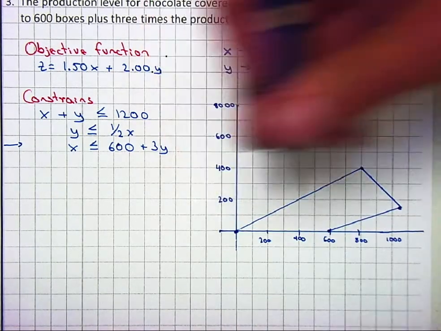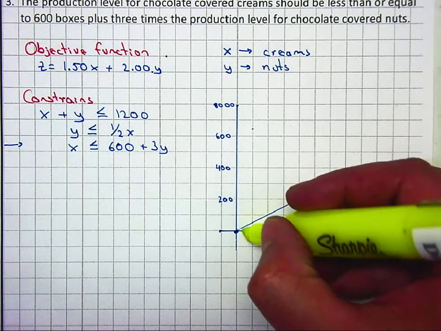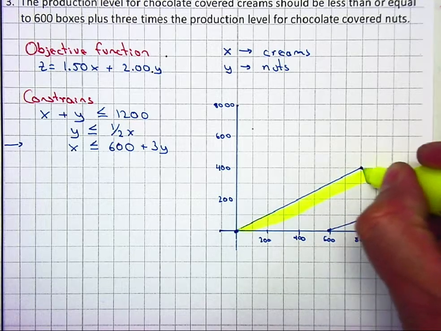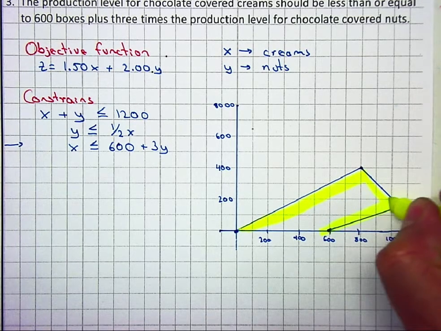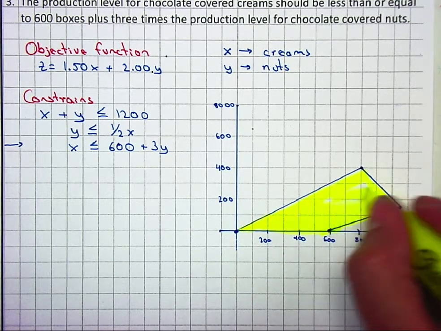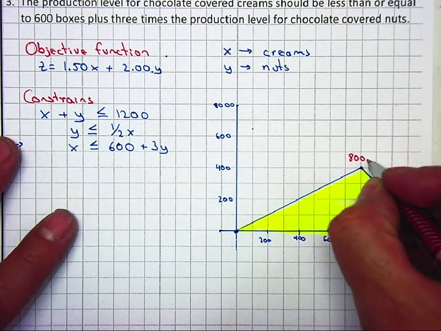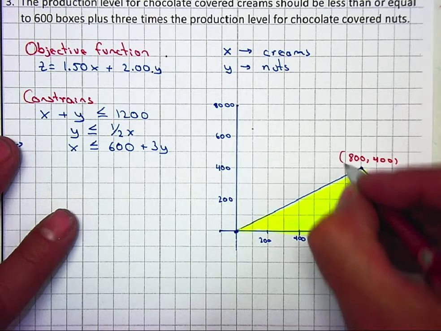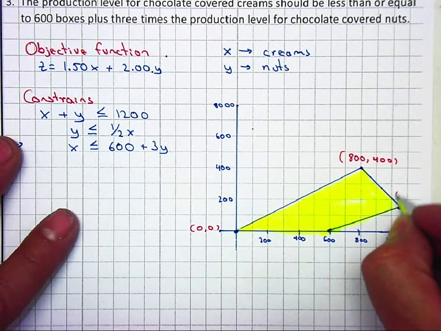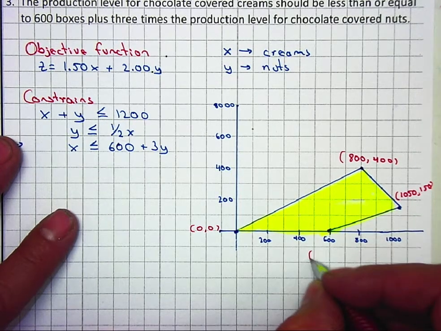Remember that you can also save those graphs on Desmos if you sign in. And then just go to the computer lab and open them up again, and you'll have it ready to be printed. So therefore, this will be my feasible solutions. Let me go and label my vertices. 800, 400, 0, 0. This will be 1050 and 150. And this will be 600, 0.